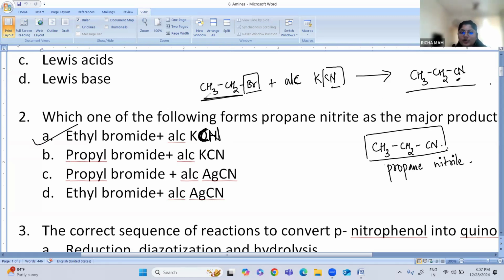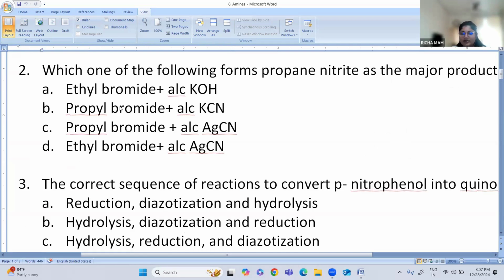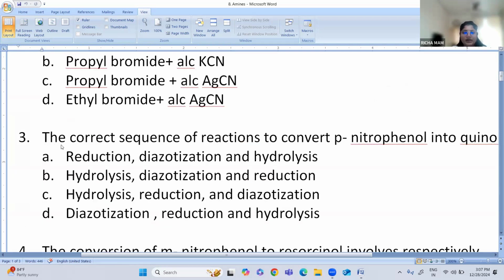Here it is ethyl bromide. When it reacts with alcoholic KCN, you are going to get propane nitrile. So the answer is option number A. This is one of the methods of preparation of propane nitriles. This is how you can prepare nitriles from alkyl halides.